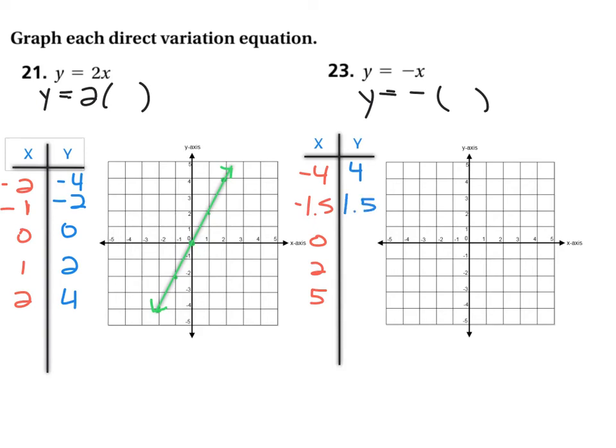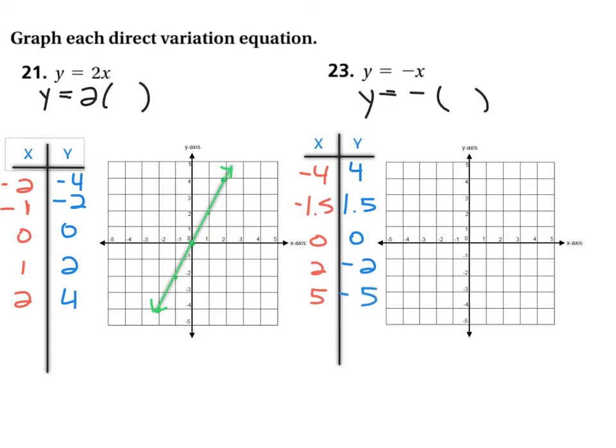What's the negative of 0 if we plug 0 in? Well, 0 is its own opposite. The negative of 0 is also 0. So we just put 0. What is the negative of 2? What's the opposite of 2? The opposite of 2 is -2. And what is the opposite of 5 when we plug 5 in? That's -5.